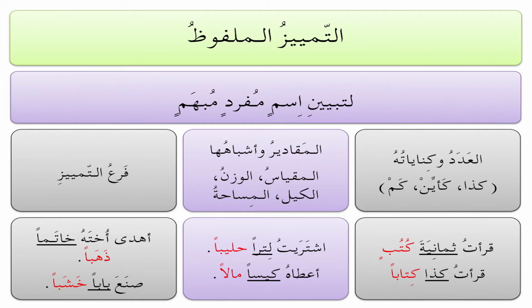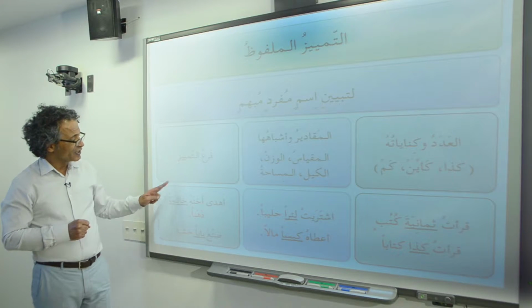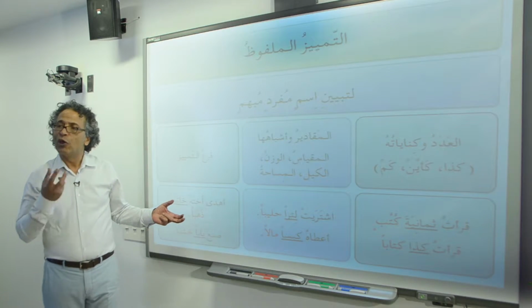Now the last category is called فرع التمييز. It basically is sort of tamyiz that generally adds a bit of a type of something, what it's made of. أهدى أخته خاتما ذهبا. So he gave his sister as a gift a ring of gold, right? So ذهبا here tells us what type of khatam or what material it was made. It's not really telling us number, and it's not telling us anything about measurements in general. It's telling us about the material and what it's made of.